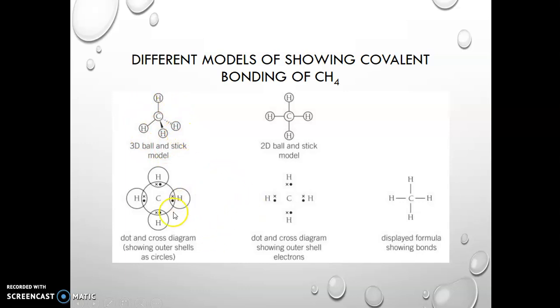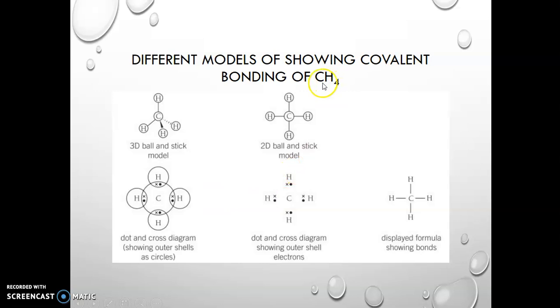We can also have dot and cross diagrams, which show us where the electrons are being shared. Okay? So the cross would represent an electron from one of the atoms. The dots would represent the electrons from the others. So in this case, the carbon electrons are dots, 1, 2, 3, 4 of them in the outer shell. The hydrogen electrons are crosses, each one has one of those to share. And that shows us the 4 pairs of electrons that are shared between the 4 free electrons that carbon has and the free electron that each of the hydrogens has.